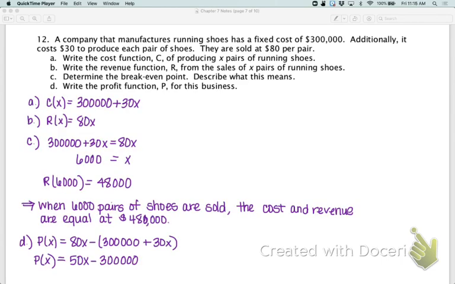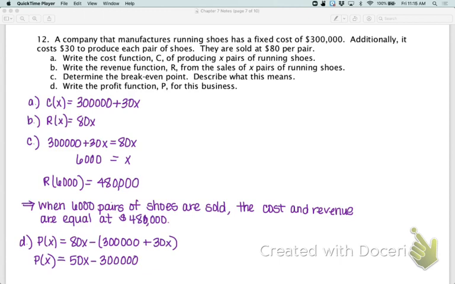So here we go. Your cost function, 300,000 plus 30x. Your revenue function is 80x. And then when you solve by setting those equal to each other, we find that our break-even point is at x equals 6,000 and r of x, or your y value, is, oops, I forgot a zero on here. That should be 480,000. So what that means is that when 6,000 pairs of shoes are sold, the cost and the revenue are equal at $480,000. Then your profit function ends up being P of X equals 50x minus 300,000.